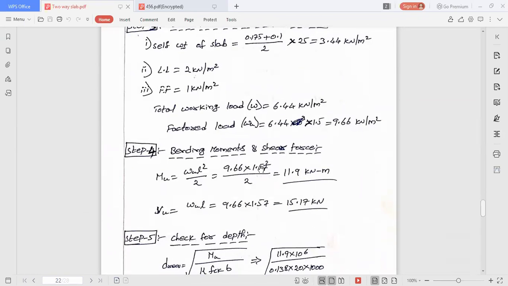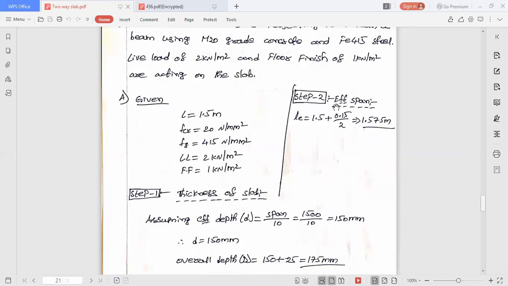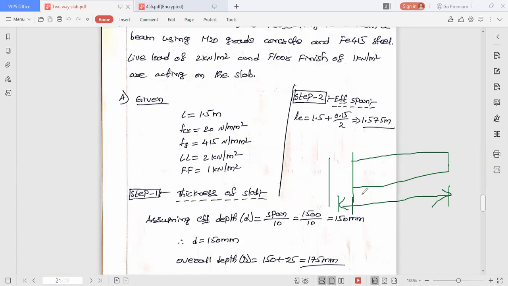So here instead of 1.5, why have we used 1.57? Here, see, the second step: the effective span. For a cantilever, you just remember the condition. For a cantilever slab, the effective span is the centre of the support to the end of the slab. This is one case. Another case is the clear span plus d by 2.